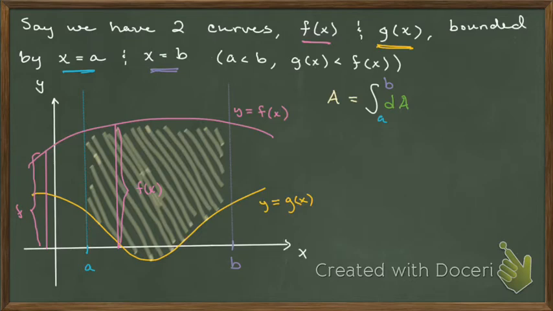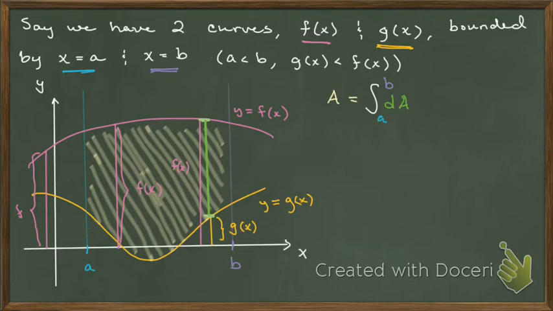Same idea with g of x. If I go from the x-axis up to g, that has a height of g of x. What I want is in between the two. I want that green line there. I want that height because that's going to be the height of my representative element that I'm going to integrate over.